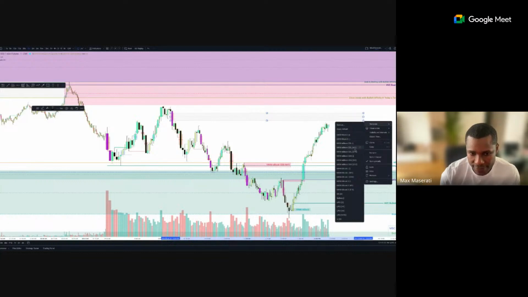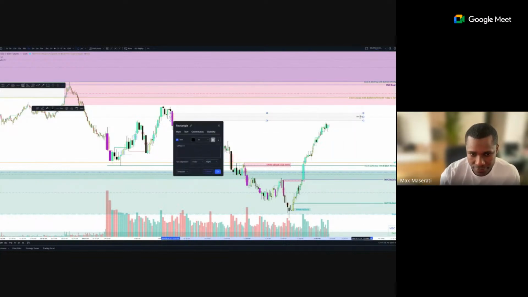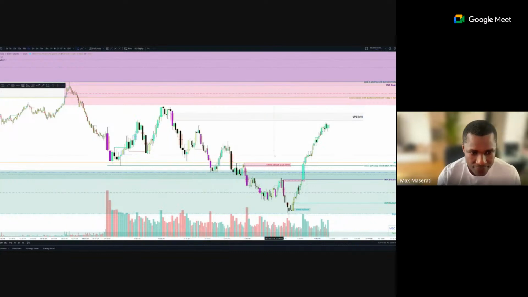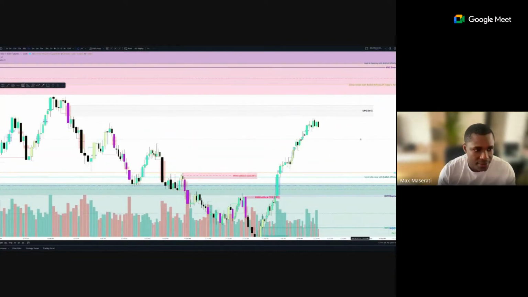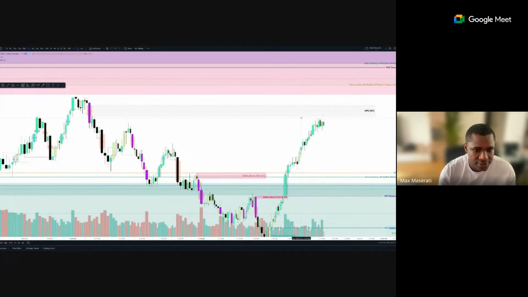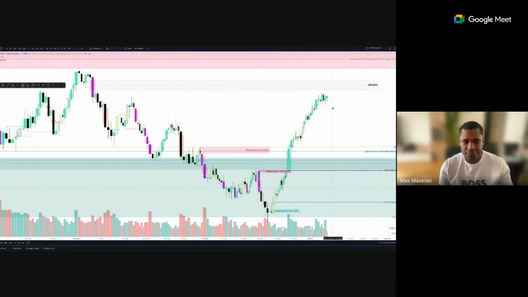Where is it? Unfair pricing gap, M1. So we're expecting price to do what? To come inside and, yeah. But see, price is mitigating this level here. So highly likely a nice push here. Very body close. And then, yeah, let's see. Oh well.